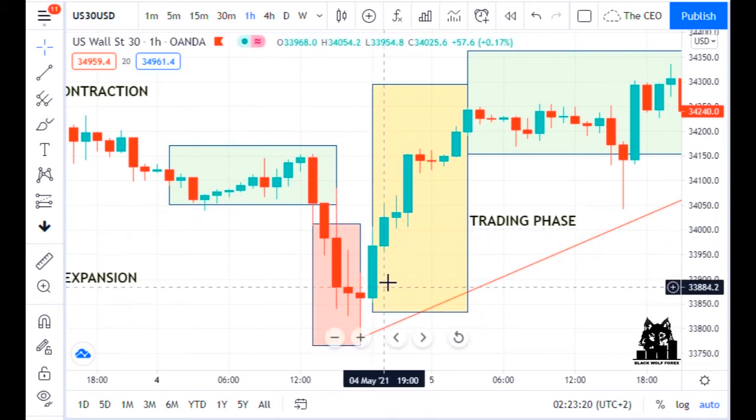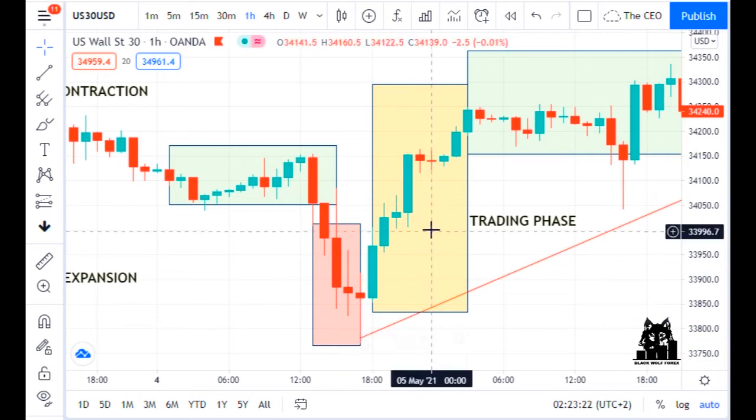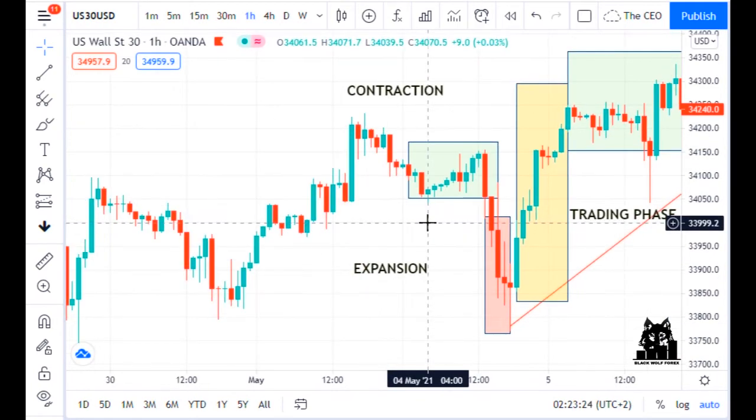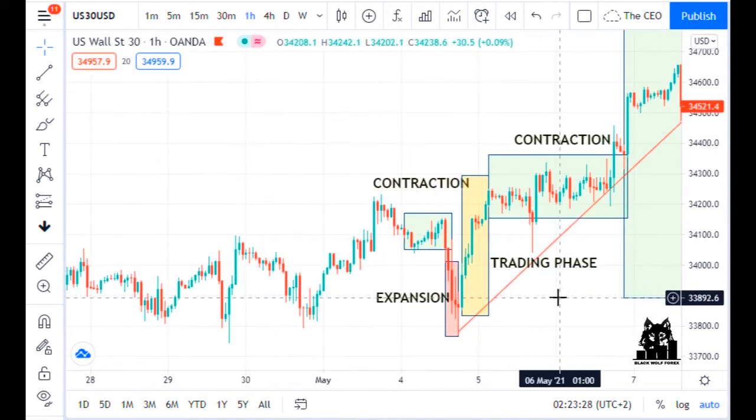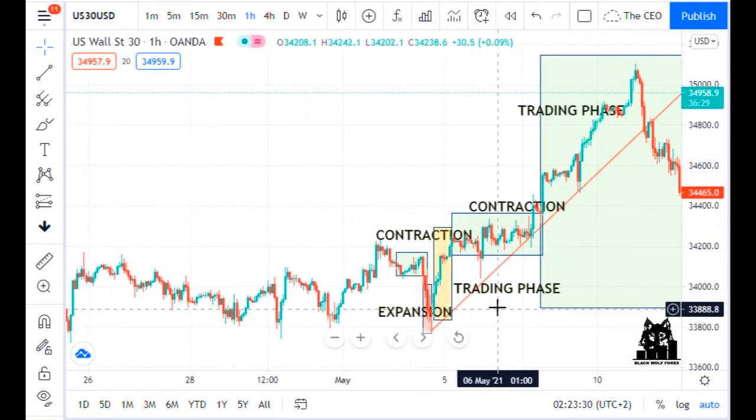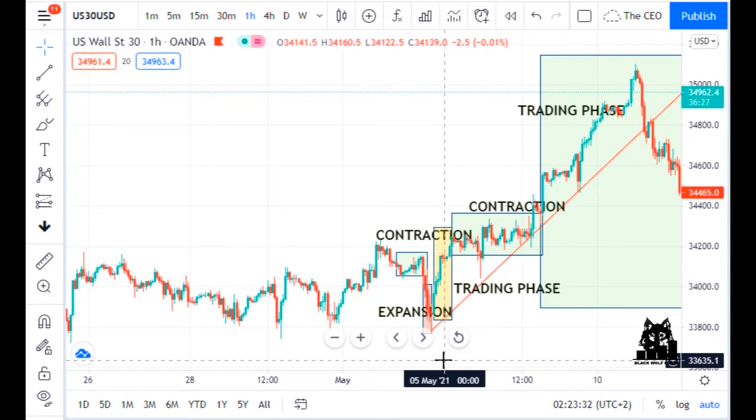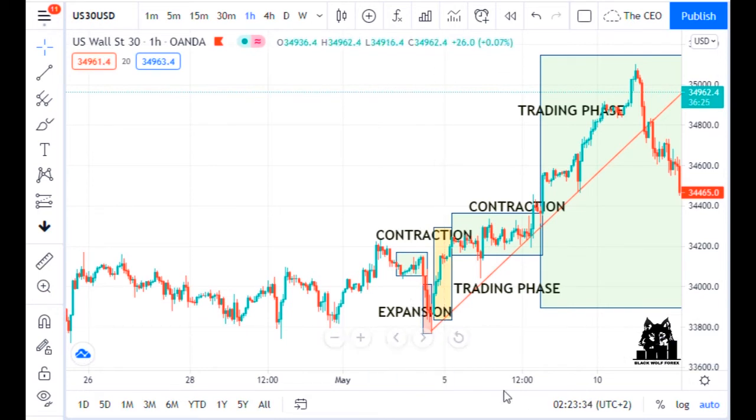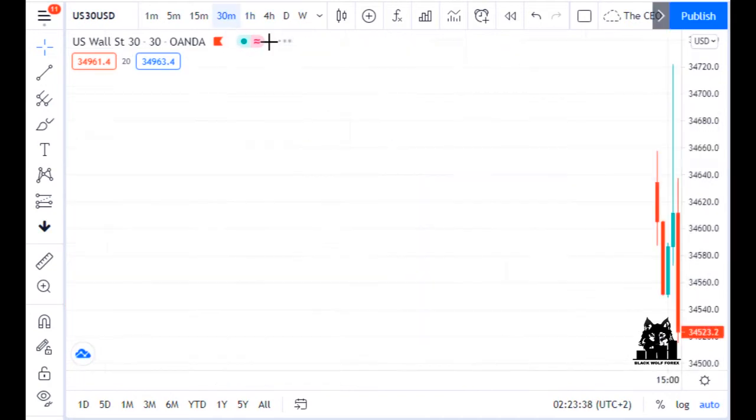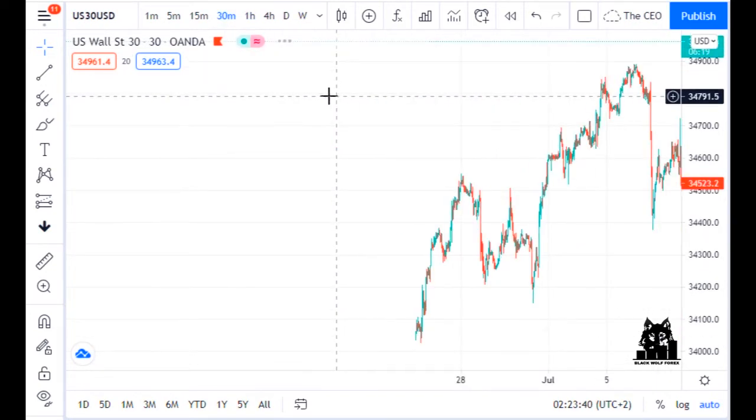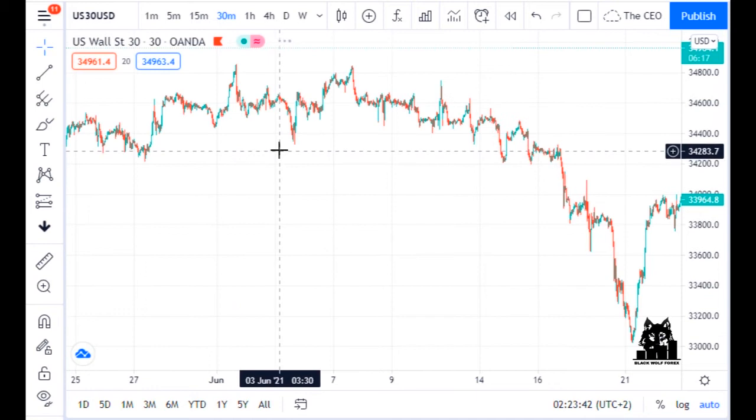And how do you know where your trading phase is coming? All you do is look for your trend. Remember, you identify your trend, identify your patterns, move to your smaller time frames, and go look for your thing. Let's go look for our thing, guys.